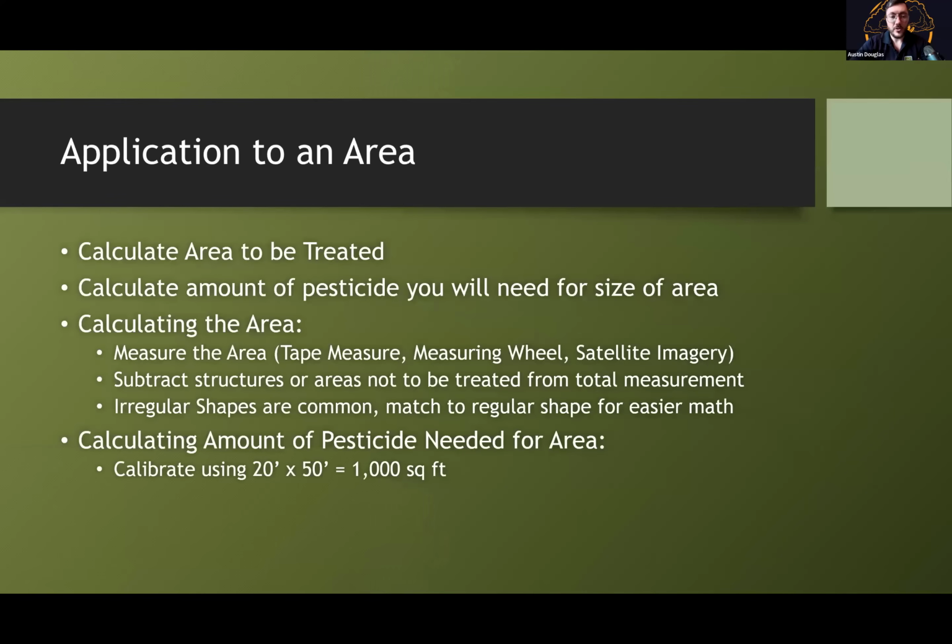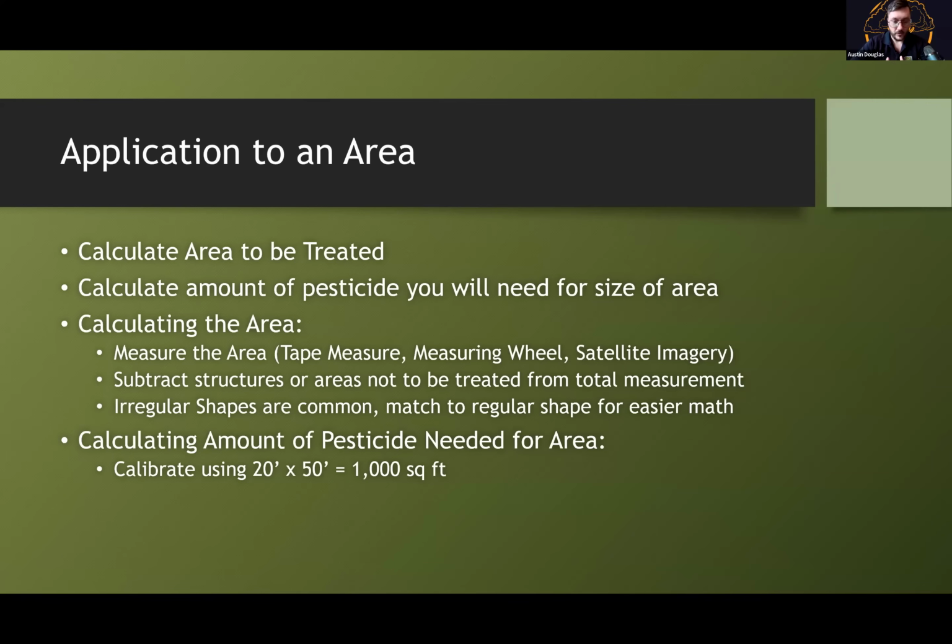If we're going to talk about application to an area, you want to calculate the area to be treated, and calculate the amount of pesticide you will need for that size of area. For calculating the area, you have to measure the area. So you can use a tape measure, measuring wheel, or satellite imagery. You subtract the structures not to be treated from the total measurement. For irregular shapes, you want to match a regular shape for easier math as best you can.